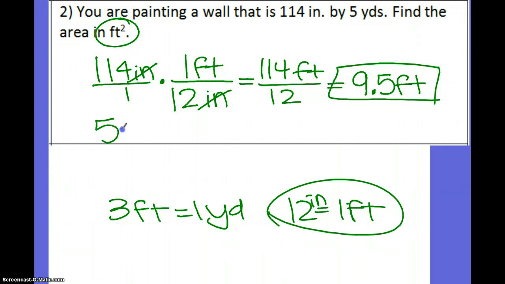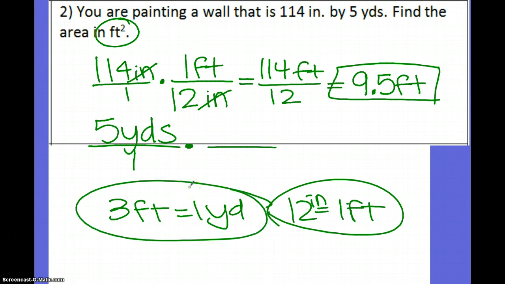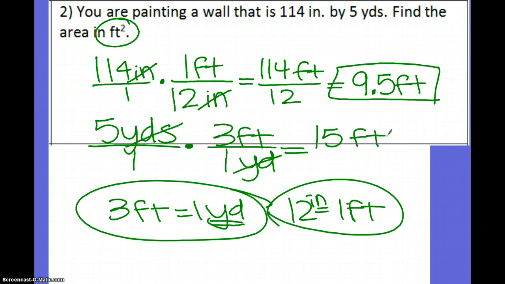Then I take my 5 yards, and I'm going to change that into feet. So 1 here. Now I'm going to use this conversion because that has yards in it. I have yards on top, so I need yards on bottom. And it's 1 yard is equal to 3 feet, so 3 feet on top. Yards cancel. 3 times 5 is 15 feet. And 1 times 1 is 1. If I divide, I still have 15 feet.